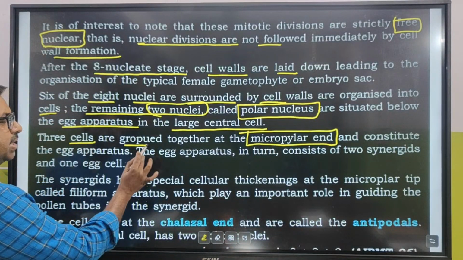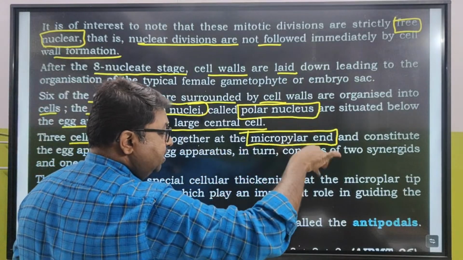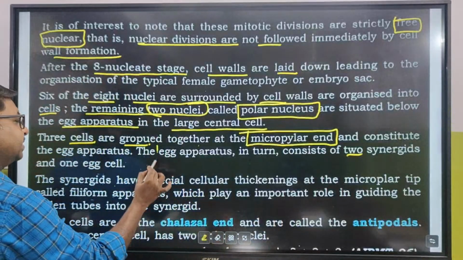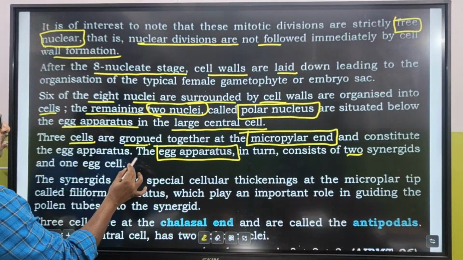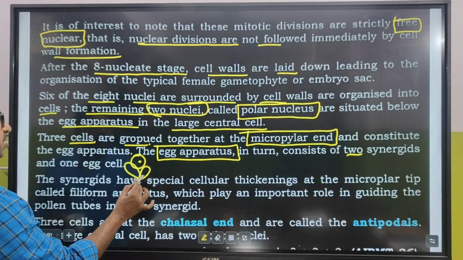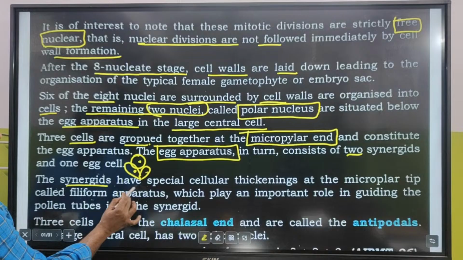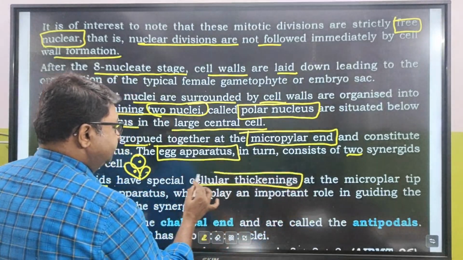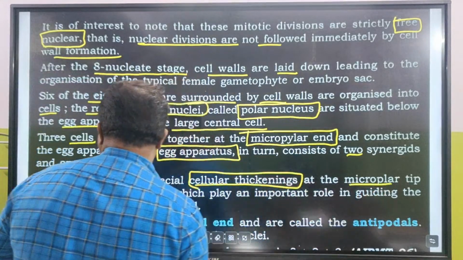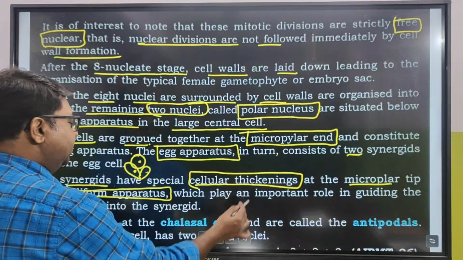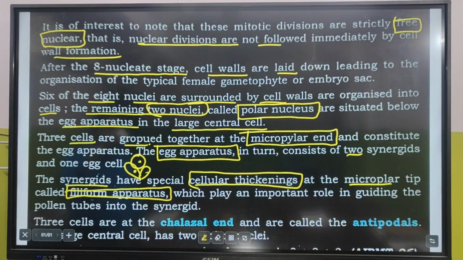3 cells are grouped together at the micropylar end, meaning one egg cell and 2 synergids. Together they are called the egg apparatus. So egg cell and 2 synergids together make what? Egg apparatus. The synergids have special cellular thickenings at the micropylar tip called filiform apparatus. So special cellular thickenings which play an important role in guiding the pollen tubes into the synergids.